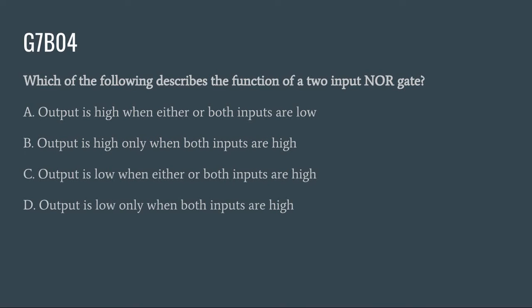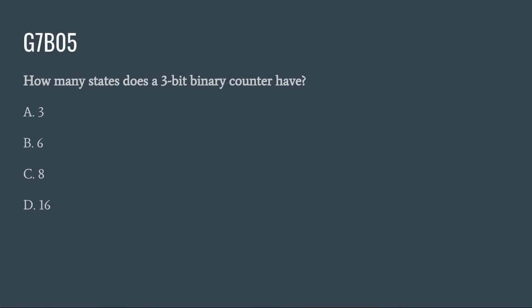G7B04, which of the following describes the function of a two-input NOR gate? A, output is high when either or both inputs are low. B, output is high only when both inputs are high. C, output is low when either or both inputs are high. D, output is low only when both inputs are high. Correct answer C, output is low when either or both inputs are high.